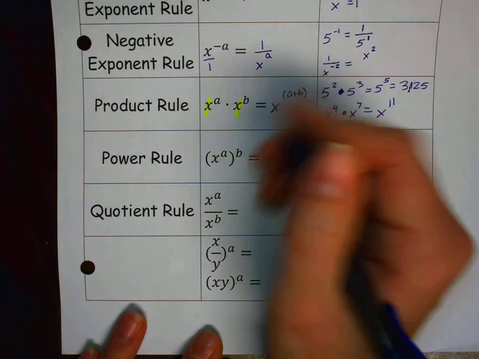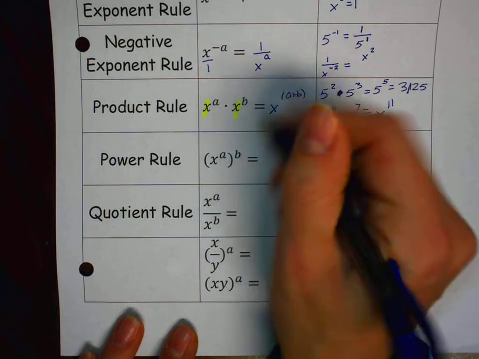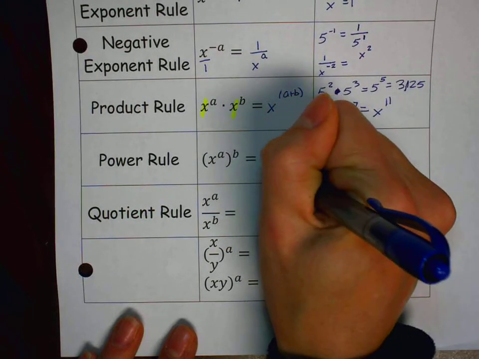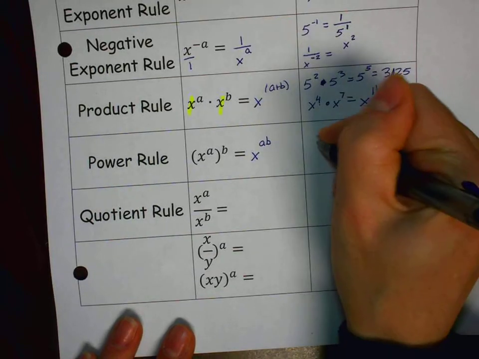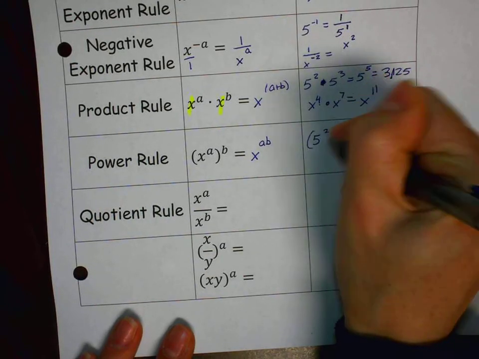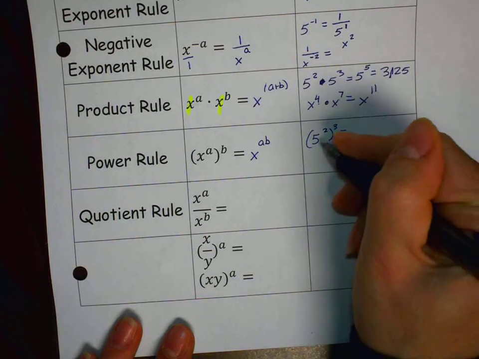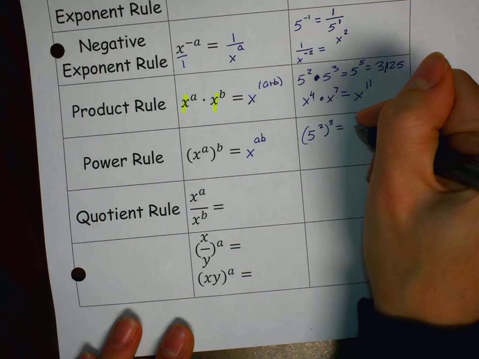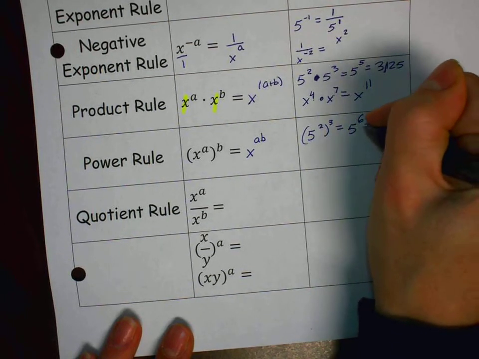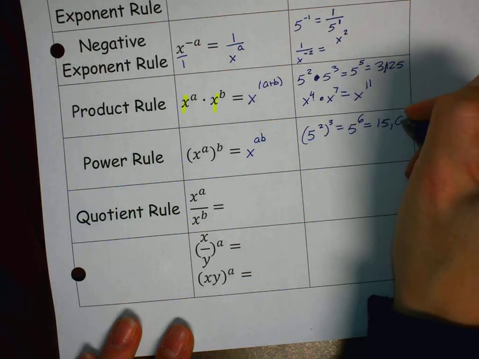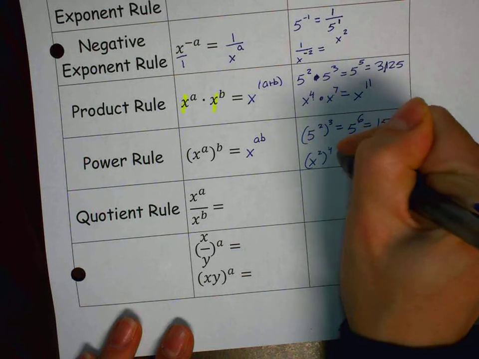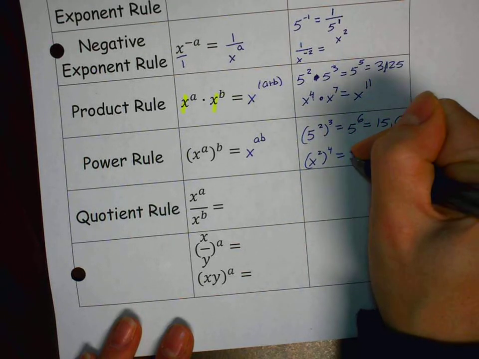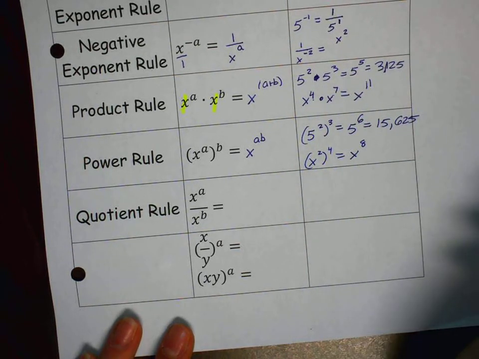Power rule. This time I'm going to multiply them. So it's x to the a times b. Or if I had 5 squared to the third power, 5 to the 2 times 3, which is 5 to the 6th, which is 15,625. Or maybe I have x squared to the fourth power. 2 times 4 is 8, so x to the 8th.